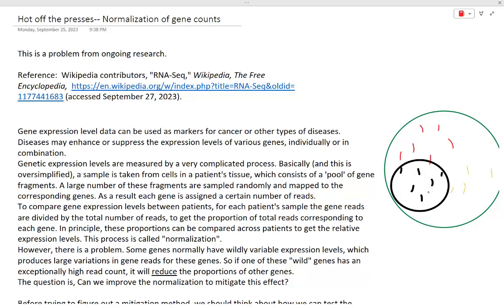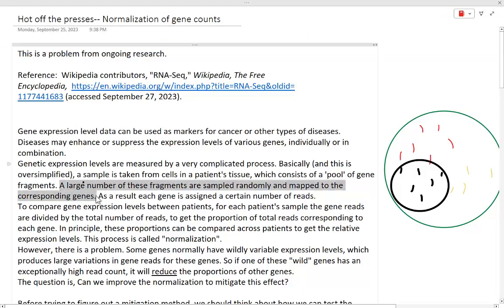There's a little more to it than that, but that's kind of how it works. Right. So you have a pool of gene fragments. Sorry, let me get back here. Here we go. Okay. So a large number of these fragments are sampled randomly and mapped to the corresponding genes. So that's my picture here. So fragments mapped to genes.